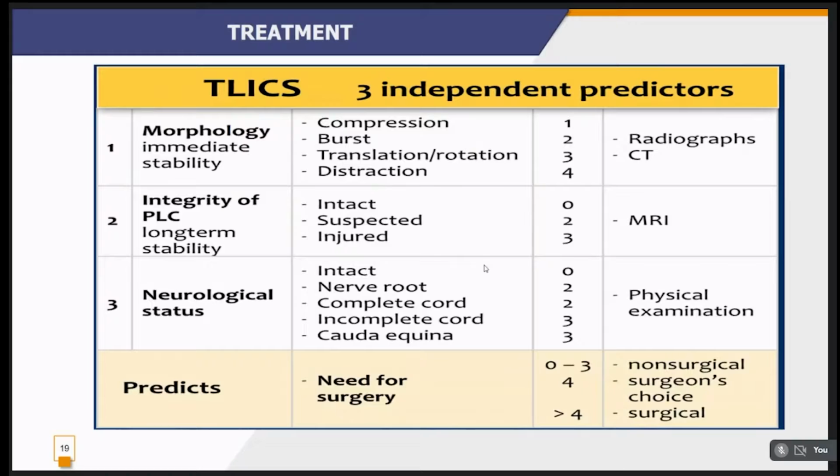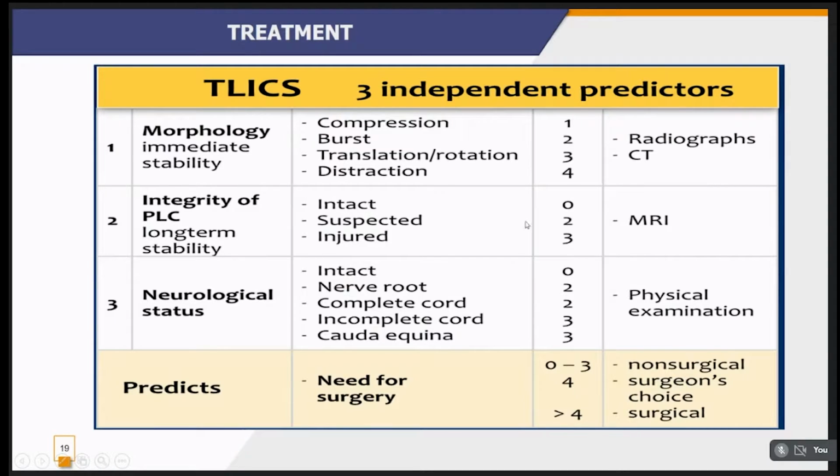And in treatment, we use the TLICS with three independent predictors to know whether the patient needs an operation. First, the morphology of the fracture: we have a burst fracture, we can see the burst shape, and it takes 2 points. We can see the fragment inserted into the spinal cord, and maybe we suspect an injury, a suspected integrity of the PLC.